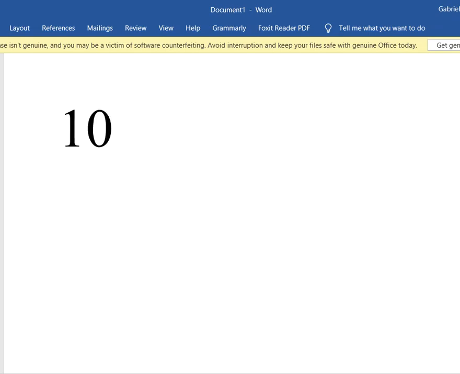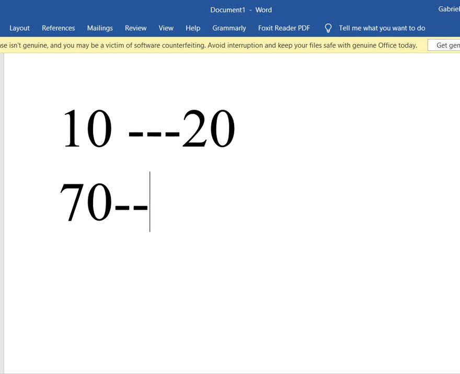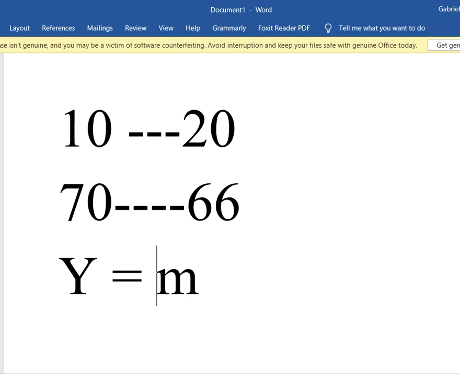and you want to push that to say 20, and the highest score being say 70, but you want to reduce that, that is over 70, you want to reduce that to say 66. Then you're going to use the normal mathematics equation y is equal to mx plus c.